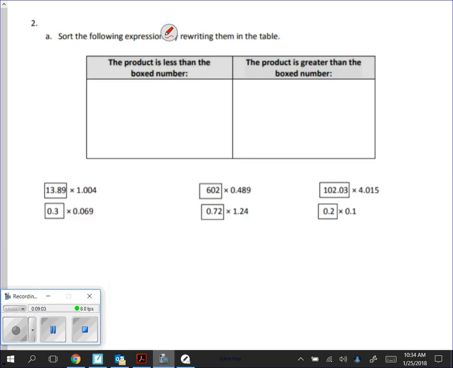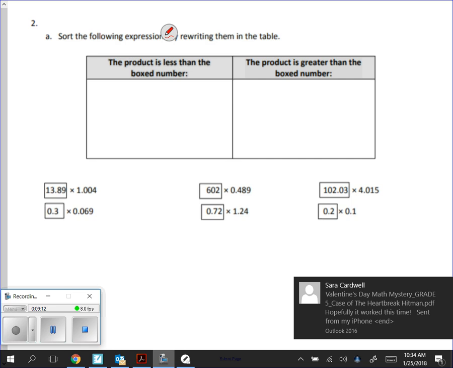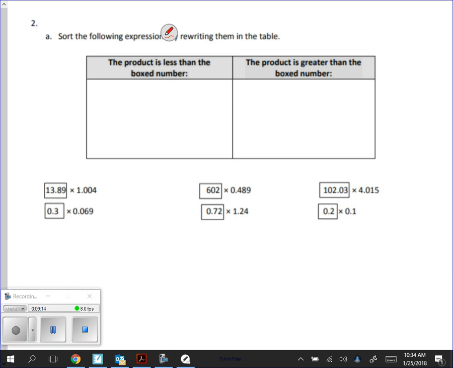So, sort the following expressions by rewriting them on the table. The product is less than the box number. The product is greater than the box number. So an example would be, if you have 13 and 89 hundredths times 1 and 4 thousandths.